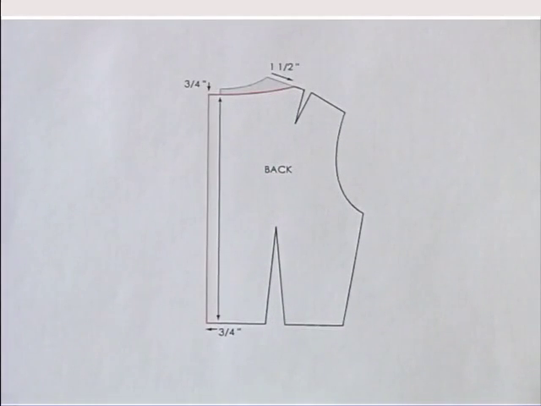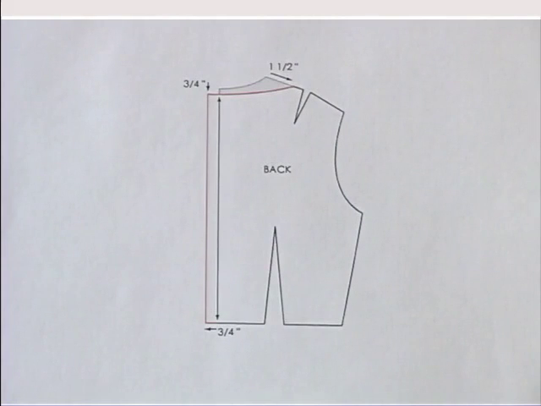Draw the back neckline using the measurement given. Extend center back 3/4 inches. The center back entry can be buttoned, or you may use a zipper. Touch the pause button, complete the pattern, and when finished, push play to continue.